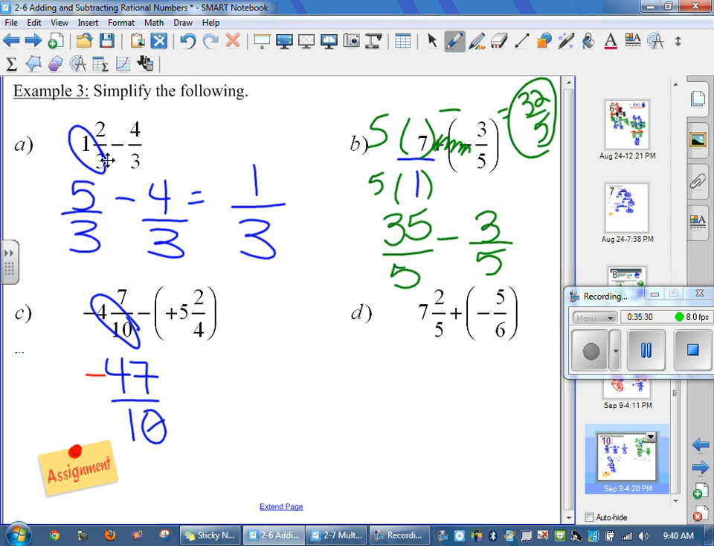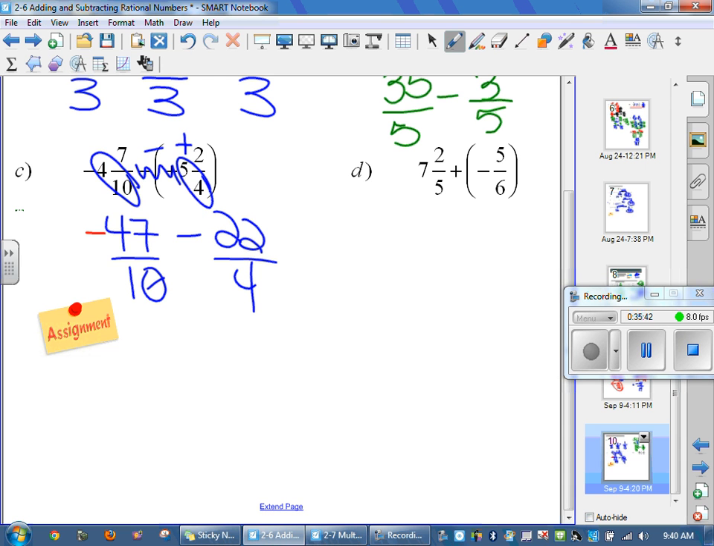Now you need to convert your bottom numbers. What do 4 and 10 both divide into? Well, you can multiply and get 40, but they divide into 20. Okay, a smaller number. If you use 40, it's okay. So we're going to use 20. So I need to times the bottom by 2. I'm going to times that top by 2. That's going to give me negative 94.